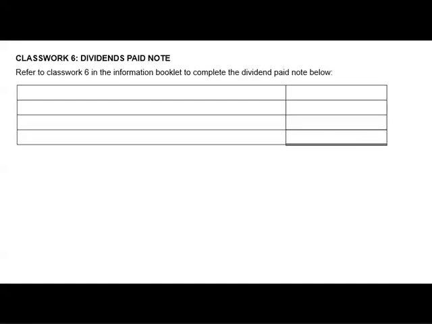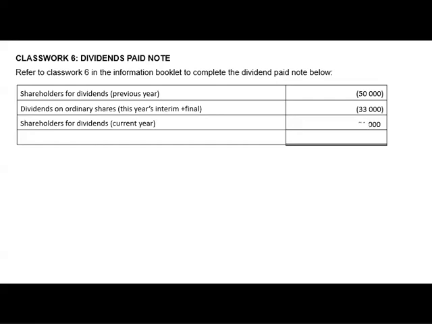And when I prepare my dividends paid, last year's dividends, we're going to put it in brackets because it has to be paid this year. And we're going to subtract dividends on ordinary shares for the current year, which is this year's interim plus this year's final. And then you add this year's final. And it'll give you dividends paid of 62,000 as we calculated earlier on. Okay.